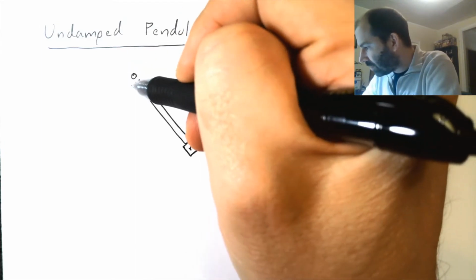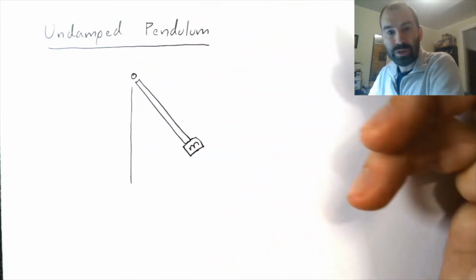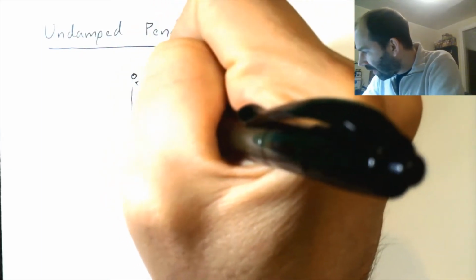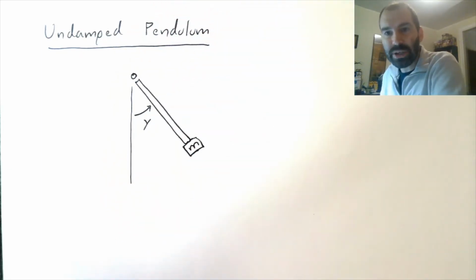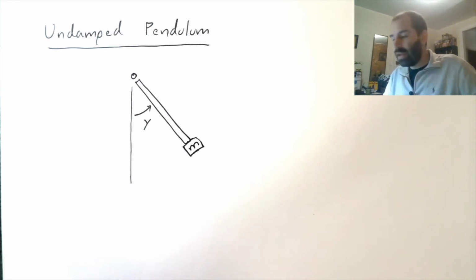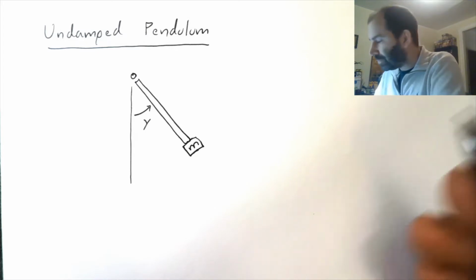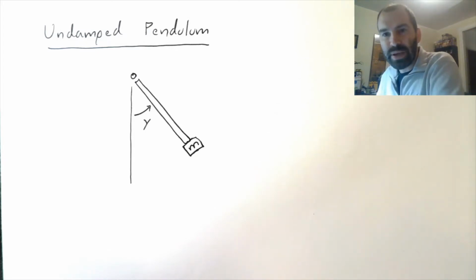So what I'm going to do is draw a vertical line here, just for reference. And we're going to call this angle here y. So whereas in the last picture, y represented the position, here it's representing the angle, okay? So what's going on? What's driving this pendulum's motion?